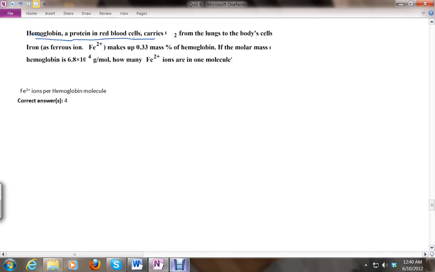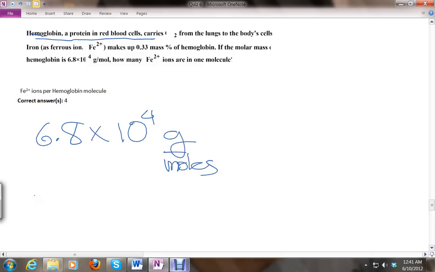A protein in red blood cells carries O2 from the lungs to the body cells. Iron, Fe2+, makes up 0.33 mass percent of hemoglobin. If the molar mass of hemoglobin is 6.8 by 10 to the fourth grams per mole, how many iron Fe2+ are in one molecule?